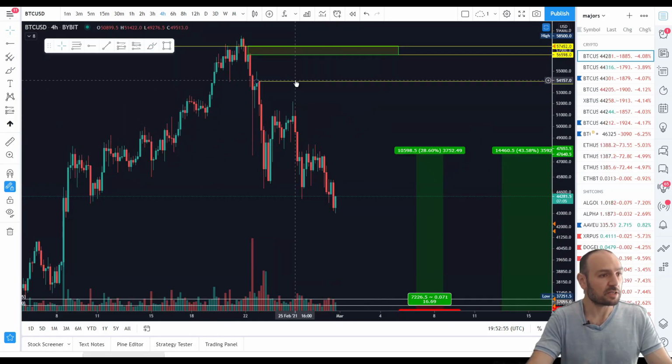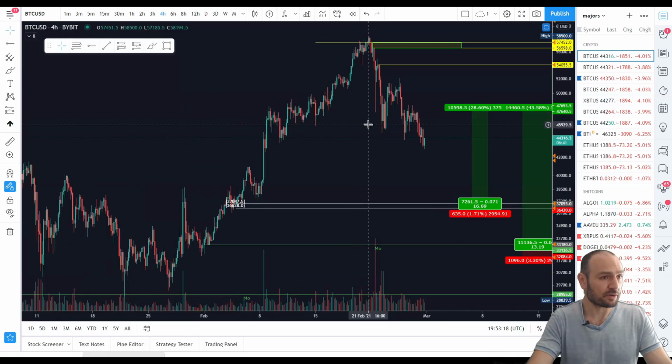And these yellow lines here, this yellow line here is 54,000, and up here is 57,000. This zone, these are possible rejection points. So these are possible spots you can short or take profits on your long. And that's why I have them mapped out here.